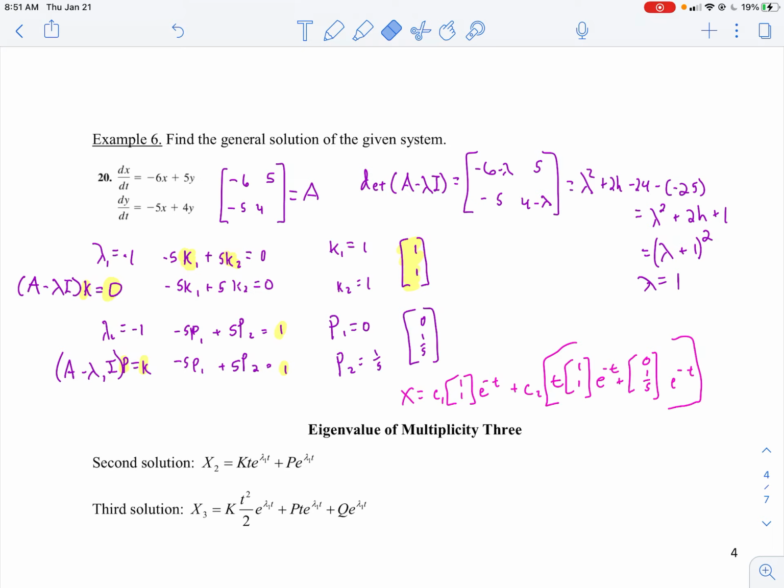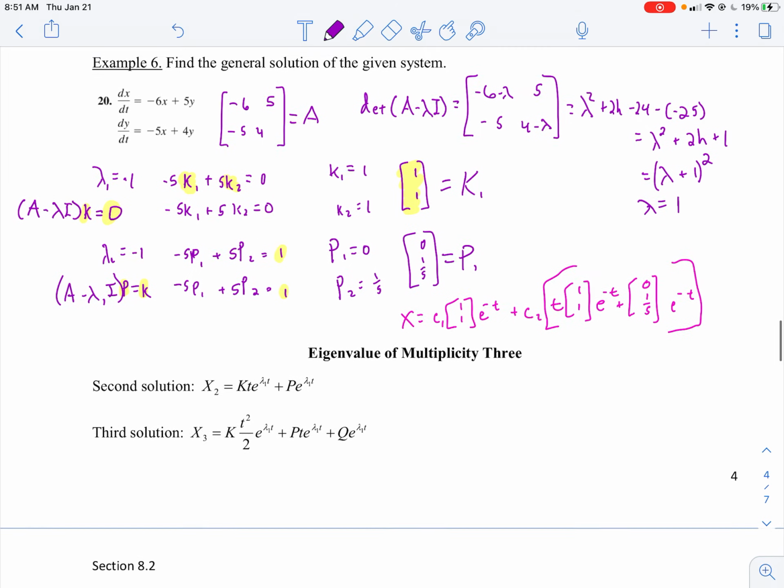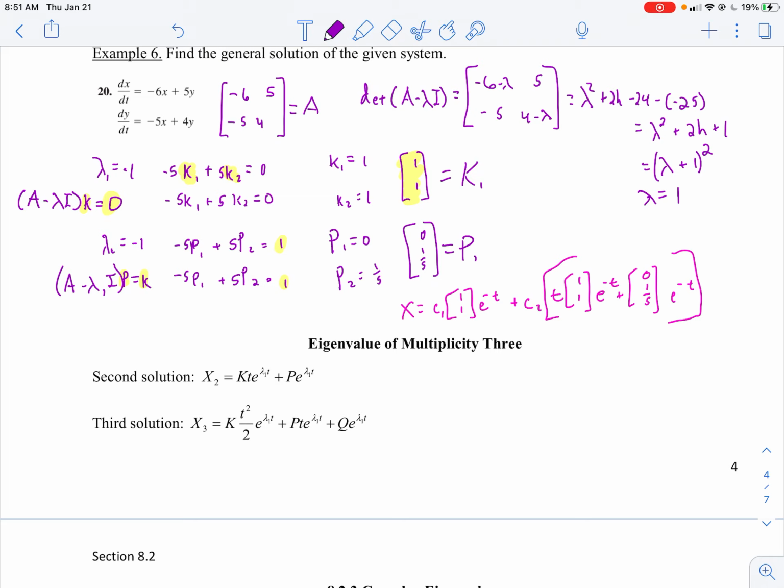All right. Now that we found our eigenvector p, so this is p sub 1, this is k sub 1. There's only one eigenvector for k and one eigenvector for p. Now we're going to go ahead and plug it into our formula. So what's the second solution? Again, this is the second solution. That's what's above. We have k times t e to the lambda sub 1 t. There's our t, there's our k, and there, lambda's negative 1, so negative t.